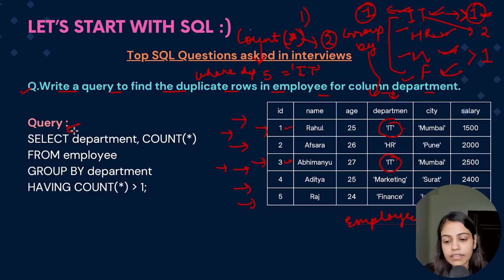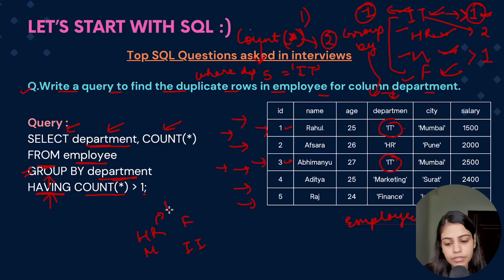So the query is: select the department on which we are applying the group by, then we give the count star, and then we provide from, and then the table name, and then we provide the group by clause, which will group the department according to HR, marketing, finance and IT, and then we provide a condition, having. So having we have used here because we have used the aggregated function. So having count star greater than 1, so we'll just find the count star for each.